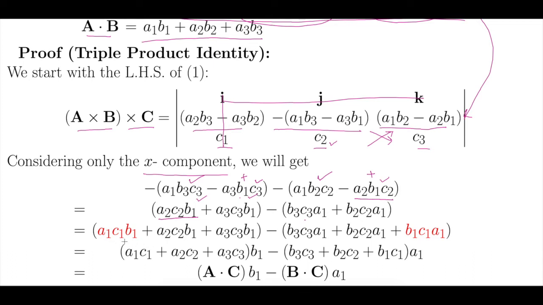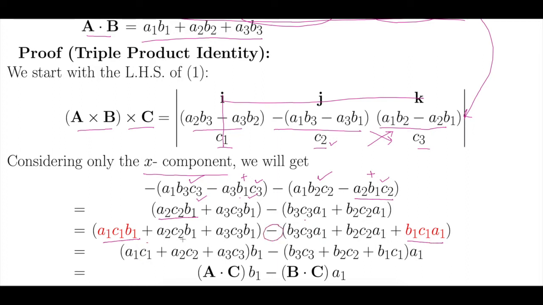Okay. Now I can add and subtract the same term without changing the form, right? So I can add A1 C1 B1 here and A1 C1 B1 here, although I've written it differently just because I'm going to take something common outside. Okay, so now you can appreciate that this is a minus sign.